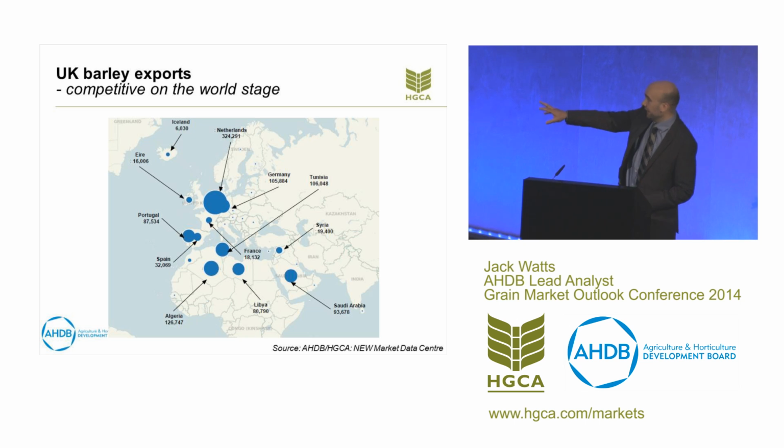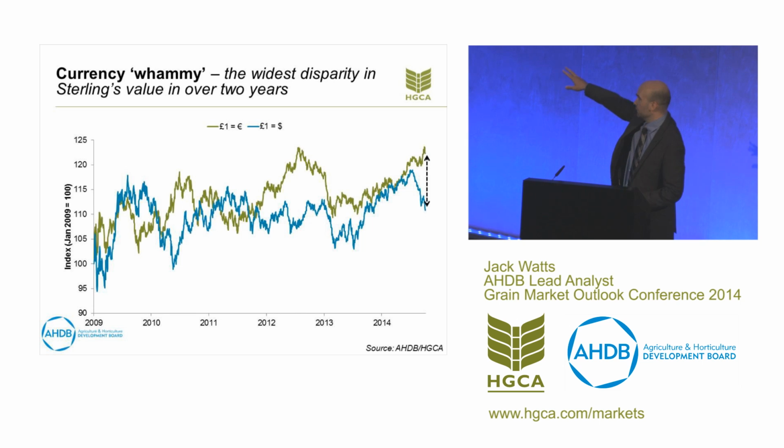The chart here is just indexing the value of sterling in the green against the euro and the blue against the dollar. And we can see over really the last few months, we've seen a spreading in these trends. Essentially, sterling's been appreciating against the euro, basically because the Eurozone economy just isn't in the shape that the UK economy is. On the flip side, though, there's more hope for the US economy, and so we're actually depreciating against the dollar.